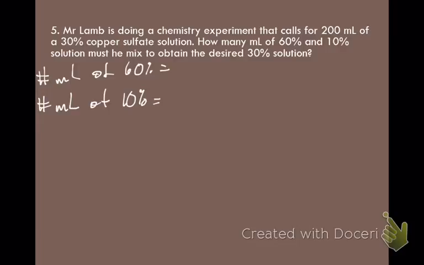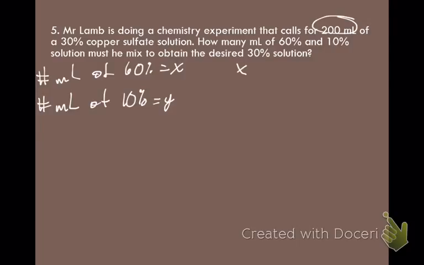Now, again, they don't really depend on each other, so you can define them however you want. So let the 60% be x, 10% be y. You can define them the other way if you want. It's fine. But here's our two equations, right? So x and y are a number of milliliters, right? Now we need to make a solution of 200 milliliters.